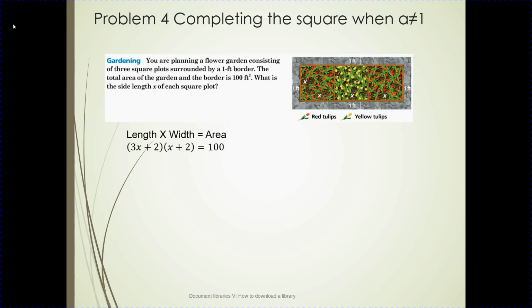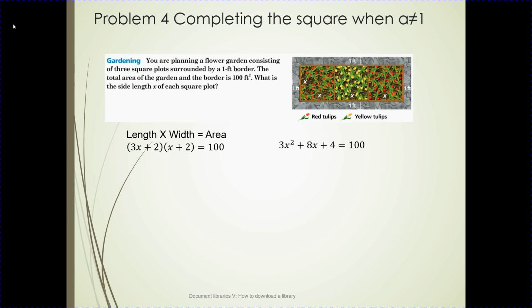So here, in order to do this one, we have to apply the area formula for the rectangle. Area is given by length times width, and the length is x plus x plus x plus 2. Therefore, that will be the length. So the length will be 3x plus 2, and the width becomes x plus 2. So we will apply the FOIL method or the distributive property to multiply these two binomials. Then we'll get 3x squared plus 8x plus 4 is equal to 100.